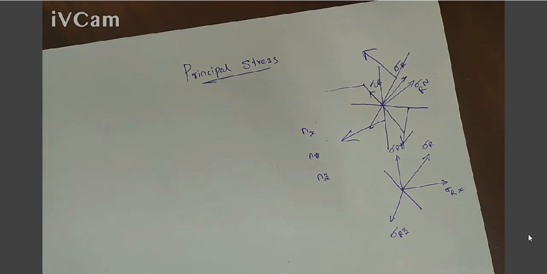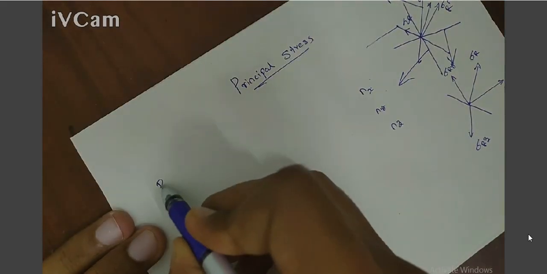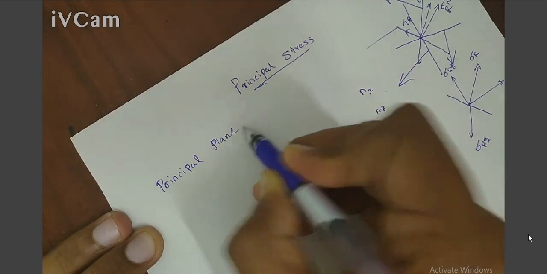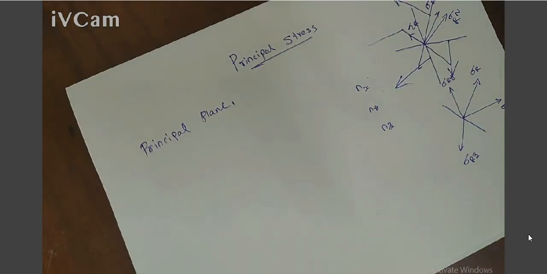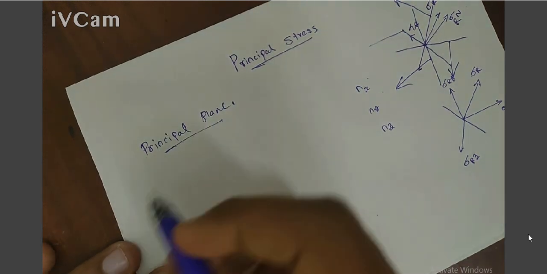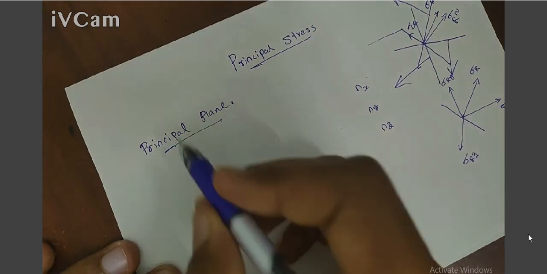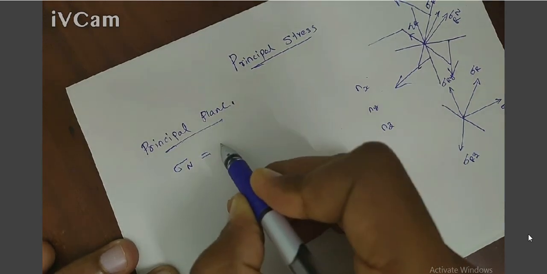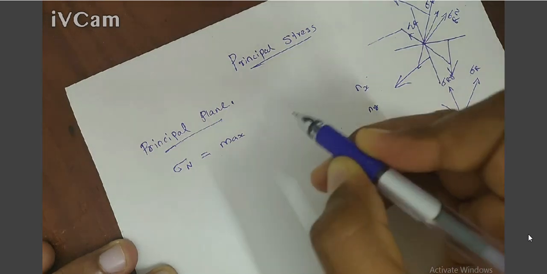So out of this infinite number of planes, there is one plane where the normal stress is maximum or the shear stress value is zero. And that plane is called principal plane. So what are the conditions on the principal plane? The normal stress will be maximum, or it may be minimum also.